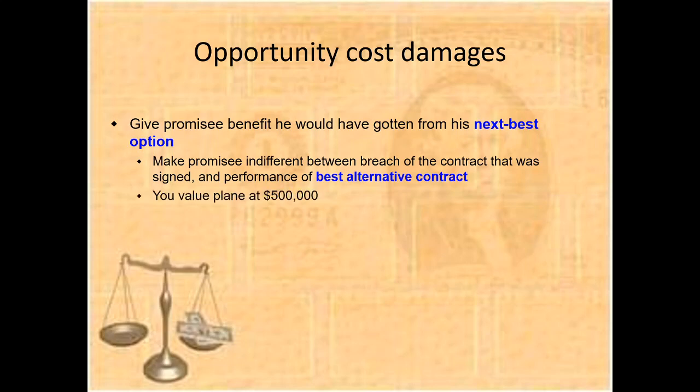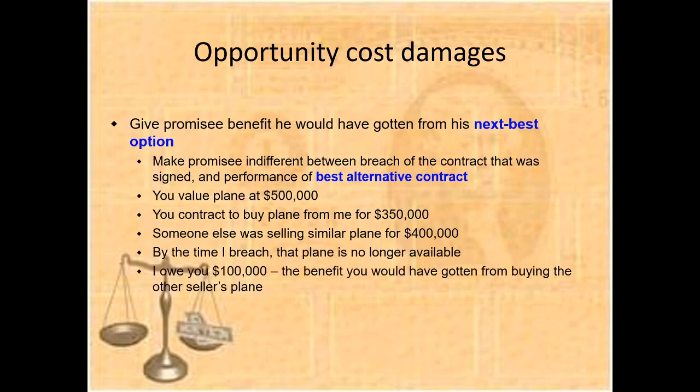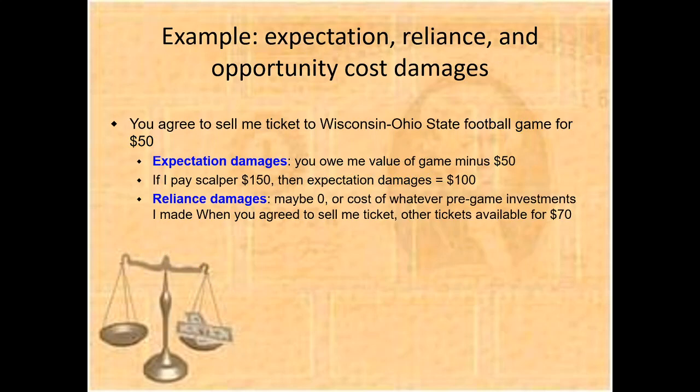So you value the plane at 5 lakhs. In that context, you contract to buy an airplane from me at 3.5. Someone else is selling a similar plane at 4 lakhs. So that is 50. By the time I breach, that plane is no longer available. So I owe you 1 lakh in that sense, the benefit you would have gotten from buying the other seller's plane. So instead of 1.5 lakhs, what I give is actually 1 lakh. So there are many different kinds of compensation: expectation, reliance, opportunity cost damage, etc.